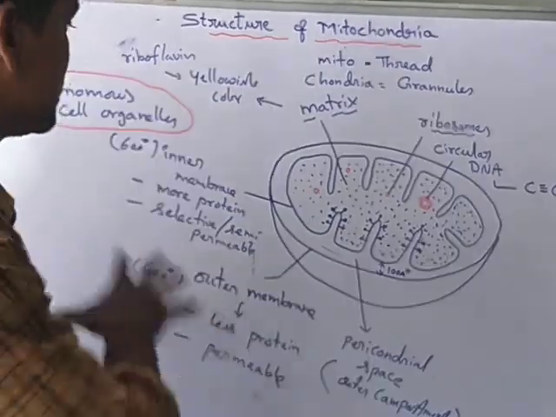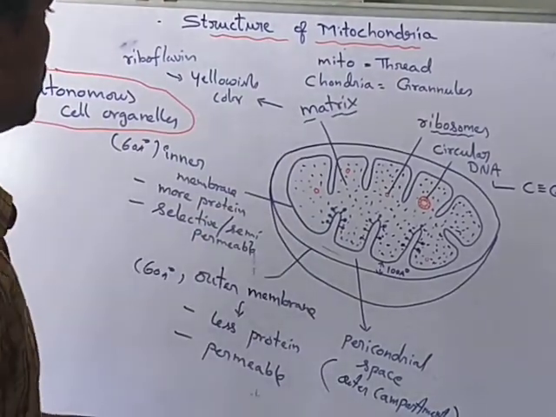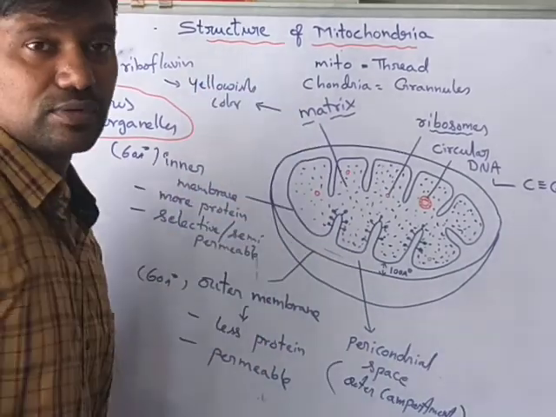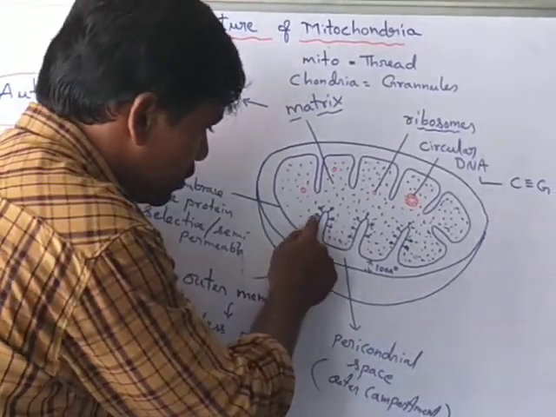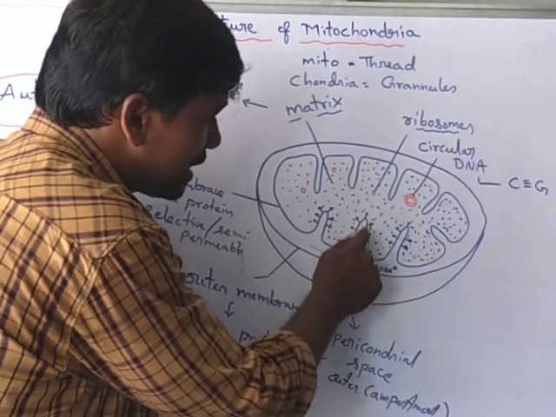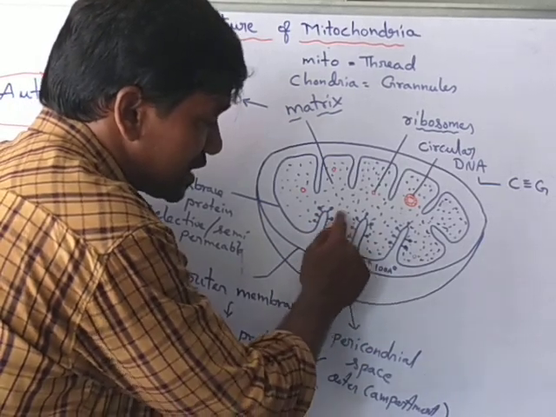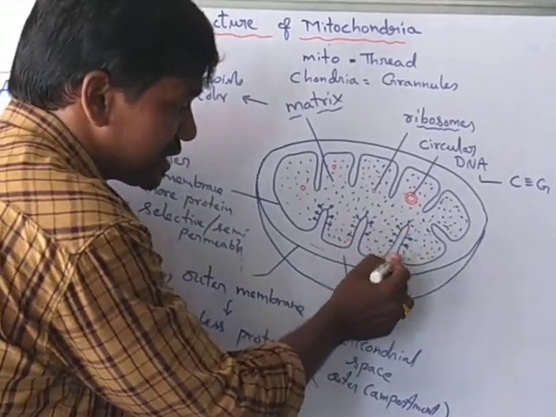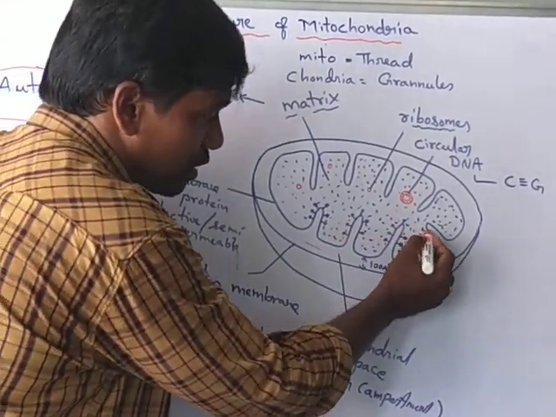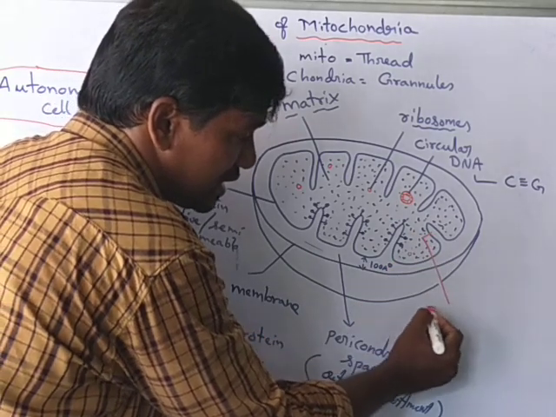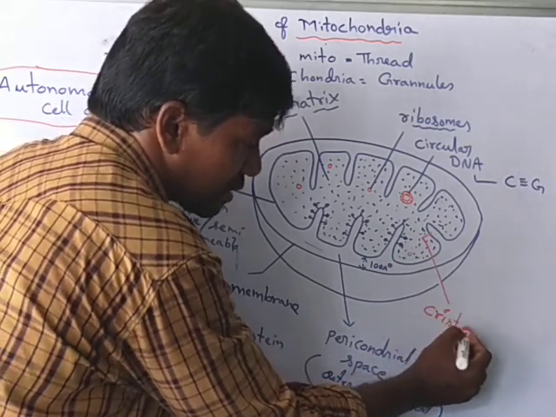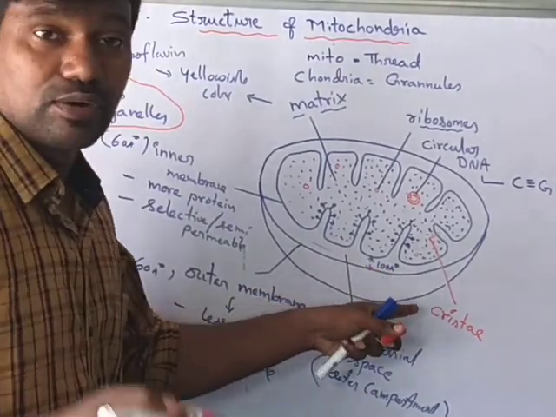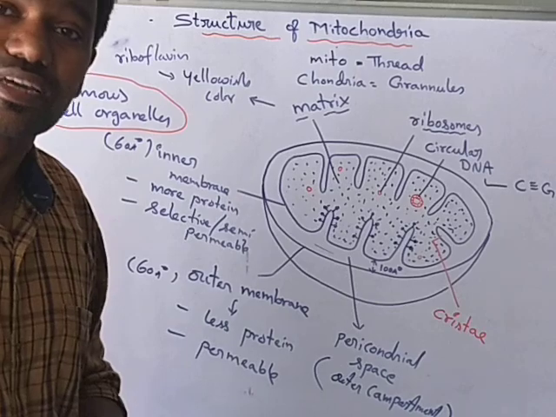This is generally the structure of the mitochondria. The inner membrane is folded and forms certain folds. These folds are called cristae. In another video we will discuss the structure of the cristae.